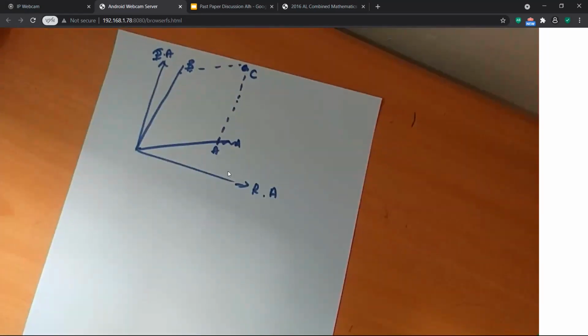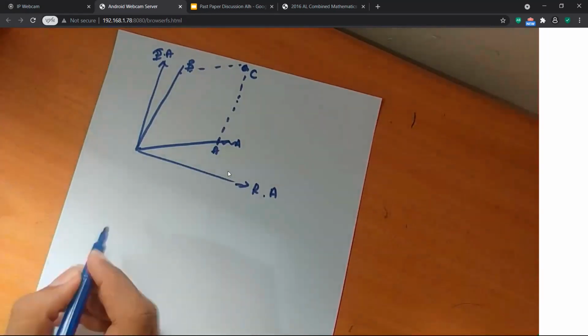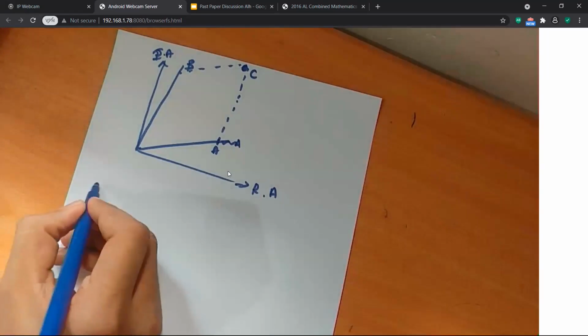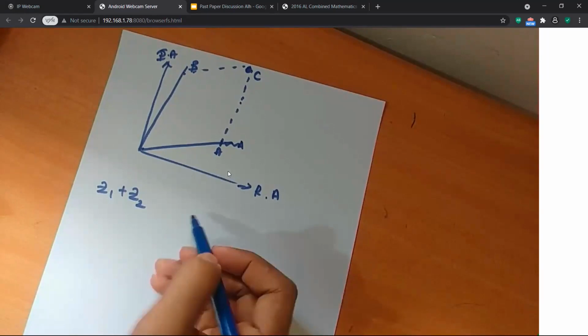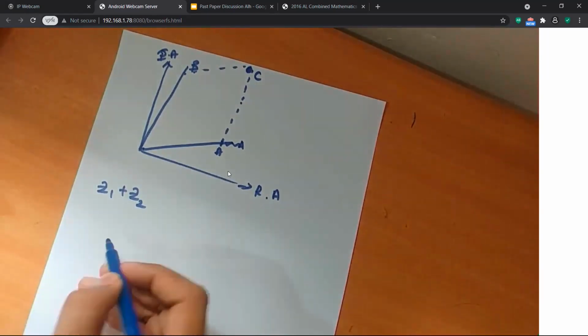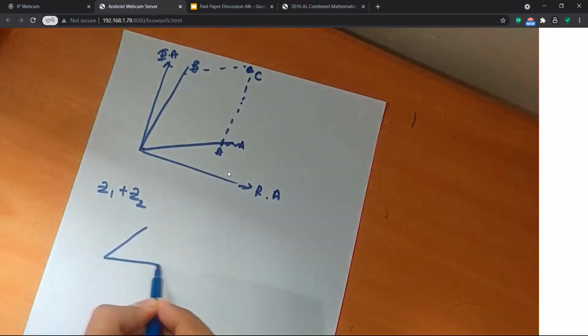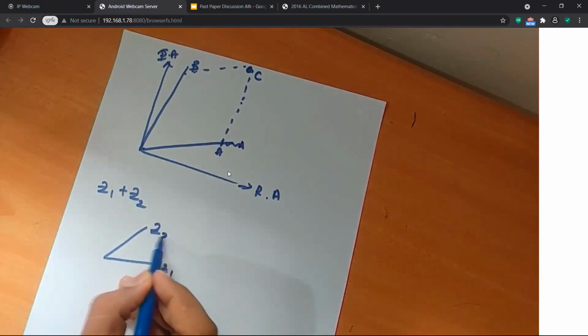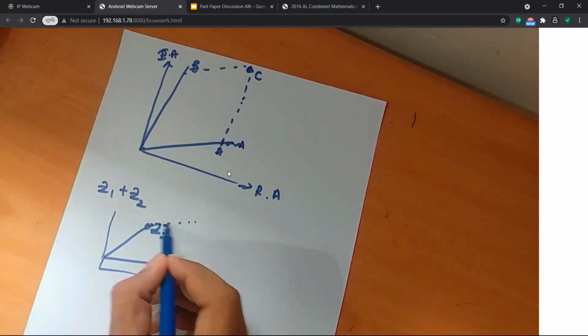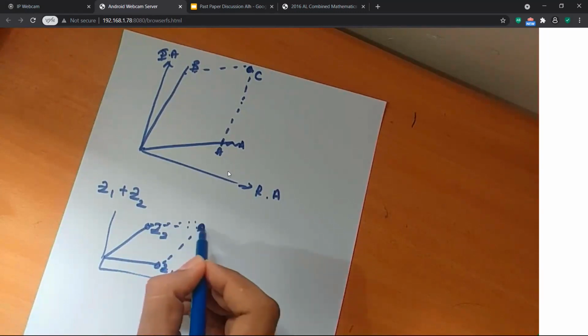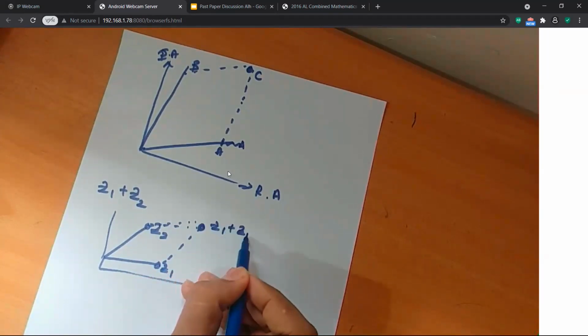So now this is another theorem. If you have two complex numbers, Z1 and Z2, represented by two points in the Argand diagram, and you add them, Z1 plus Z2, the value represented is the value of this coordinate. This coordinate represents Z1 plus Z2.